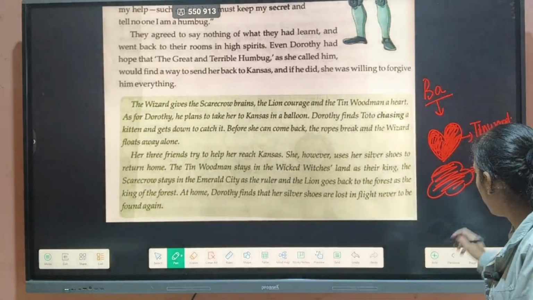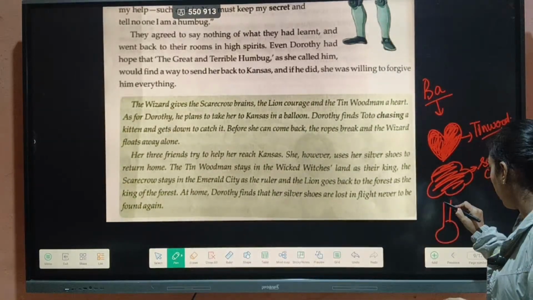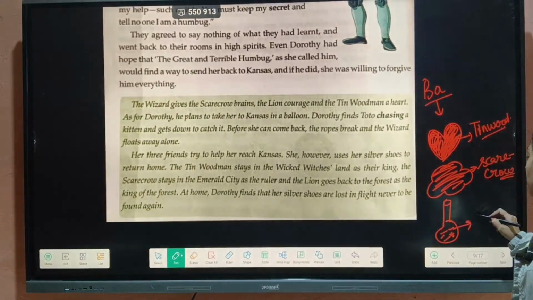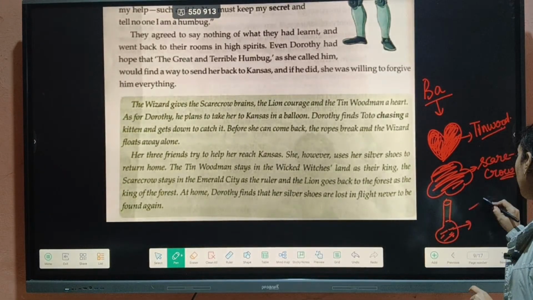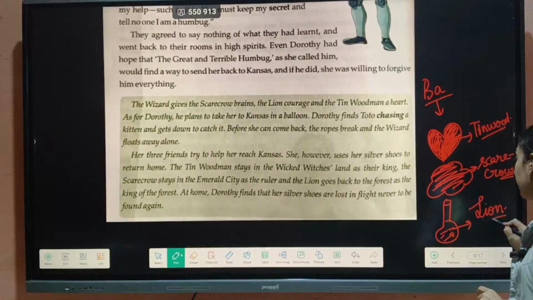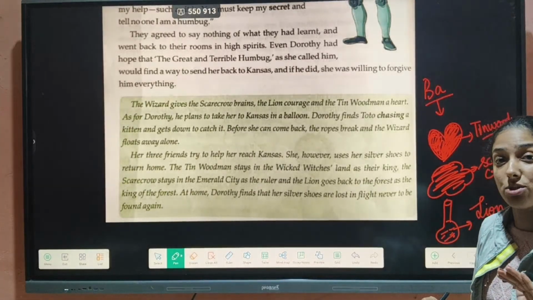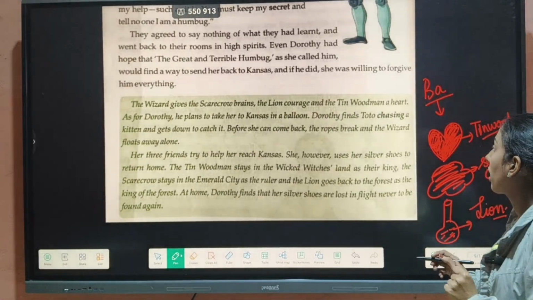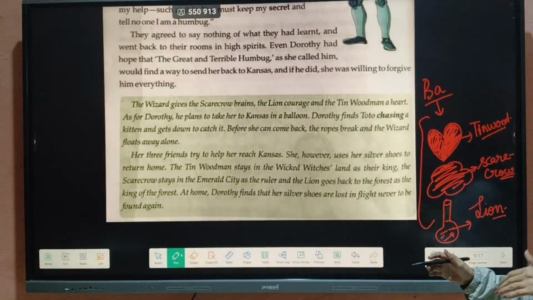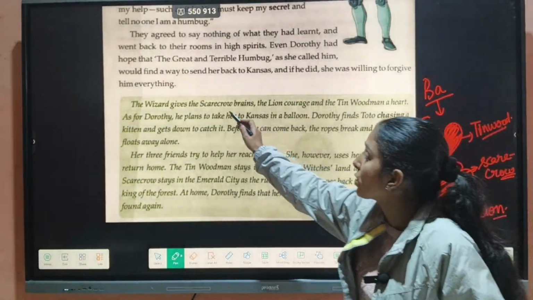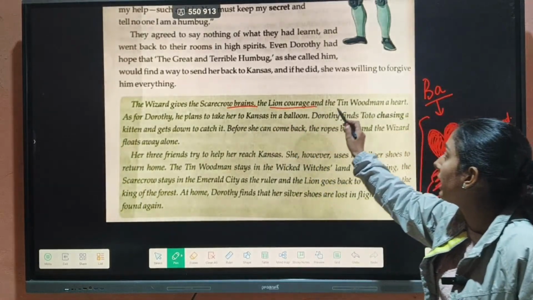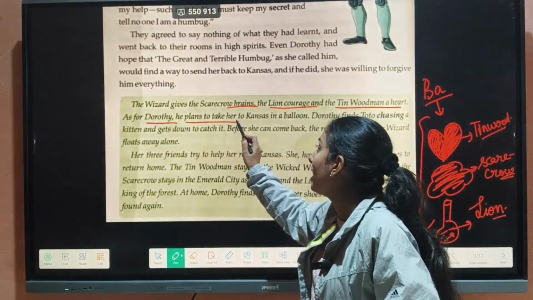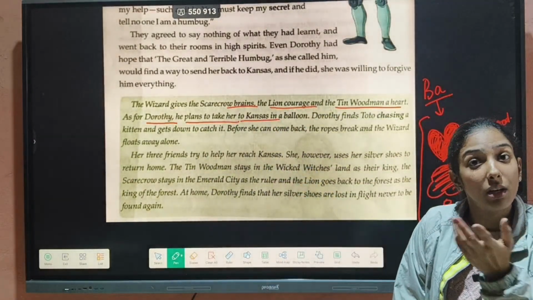Scarecrow was also happy. He took out one bottle. In that bottle, water was filled. Okay. He gave this solution to the Lion. And he said that when you drink it, after this, you will become more courageous. You will become more brave. This is a medicine. Okay. So he gave all these things to them. The wizard gives Scarecrow brains, Lion courage, and Tin Woodman a heart. As for Dorothy, he plans to take her to Kansas in the balloon.